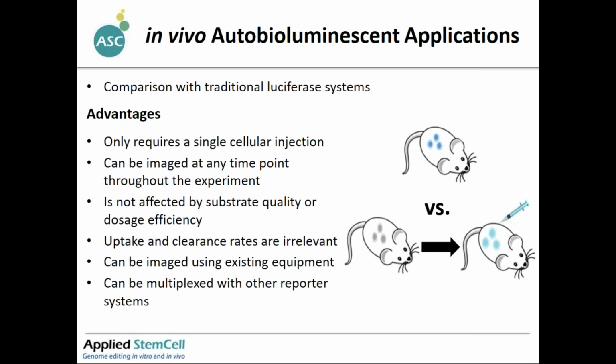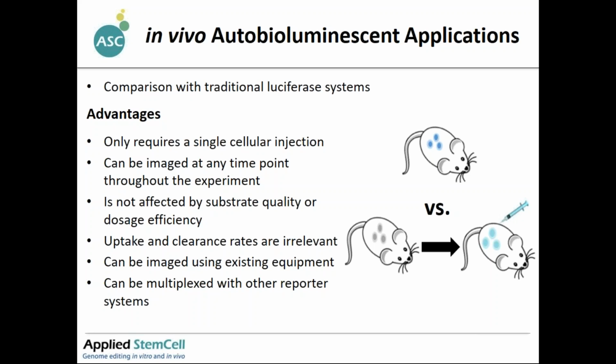So, just as I said, the advantage of using autobioluminescent imaging is that you only require a single cellular injection at the very beginning, and then you can image your animal subject at any time point throughout the entire experiment period. And because there's no substrate injection involved, the signal is not affected by substrate quality or dose efficiency, because those become irrelevant. Don't have to worry about substrate uptake and clearance rate because they're also irrelevant.